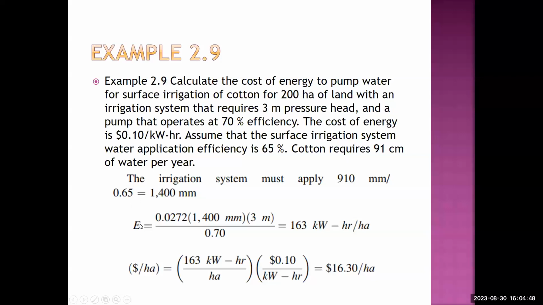So then we put in our energy equation, 0.0272 times 1,400 millimeters times 3 meters head divided by 0.70, or 163 kilowatt hours per hectare. And then what's the cost that we're going to spend? It's 163 kilowatt hours per hectare times 10 cents per kilowatt hour, or $16.30. And we have 200 hectares, so that's going to be $3,200 per year to pump water for that farm. Any questions?